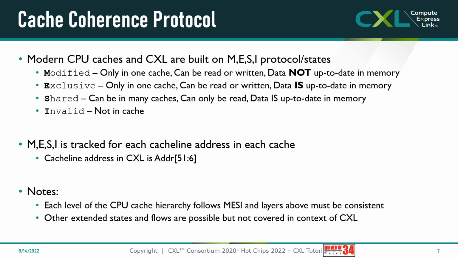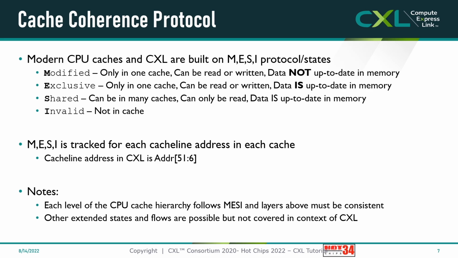The cache coherence protocol we use in CXL is the same as the base protocol used in most modern CPUs. It's called MESI. Those are the protocol states. M represents modified state, where the data is only in one cache, can be read or written out of that cache, and that data is not up to date with respect to memory. That's the modified indication.